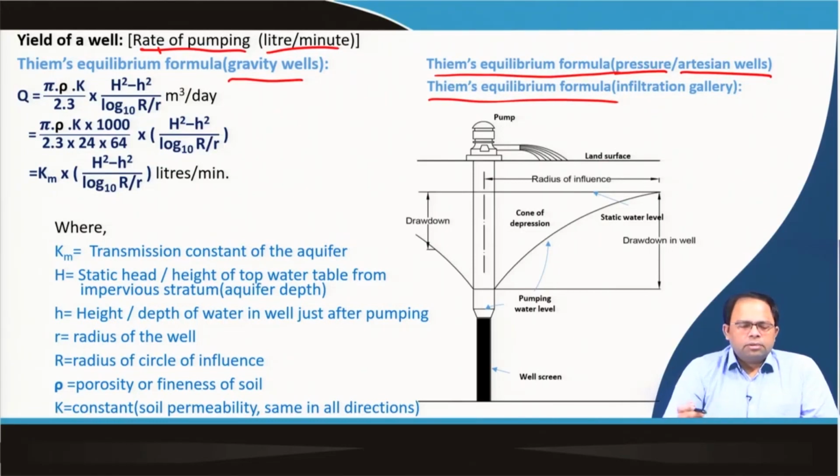Then there is Thiem's equilibrium formula for infiltration gallery, which is again a variant in that particular case. Now, just before I go into explaining the formula, I will explain how it was derived. There are a few terms that we are using. First of all, it's equilibrium. The reason we call it equilibrium is because when pumping is being done from this particular well, we assume that the rate of percolation and the rate of pumping are stabilized. That means both are at equilibrium, and for that situation we will be able to determine the yield of that particular well.